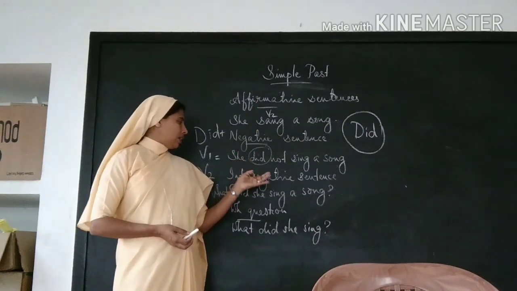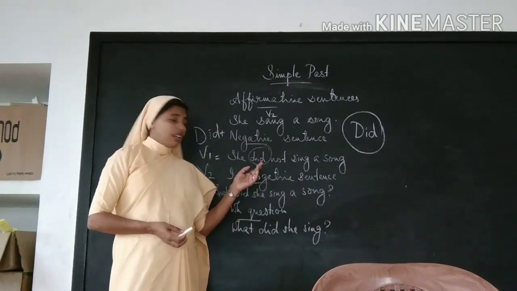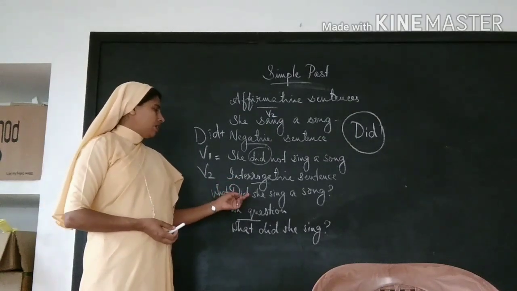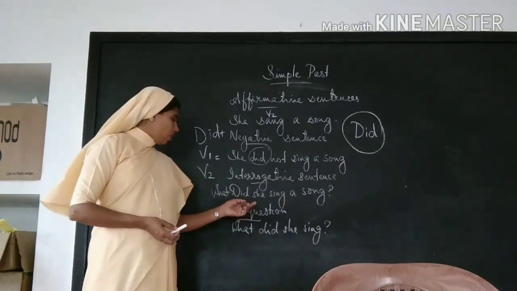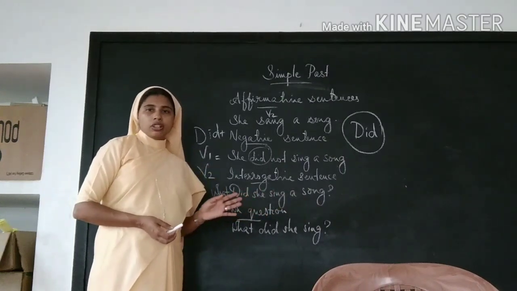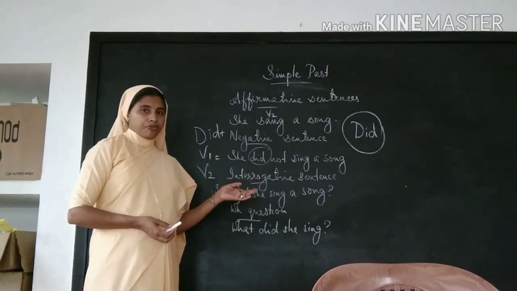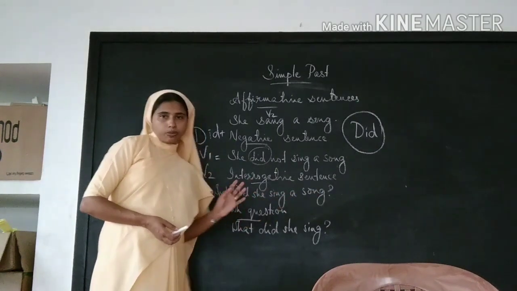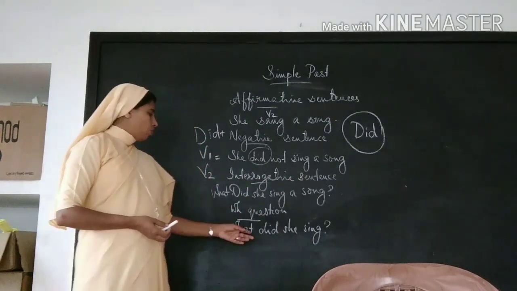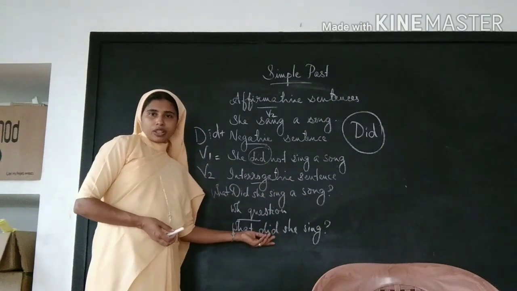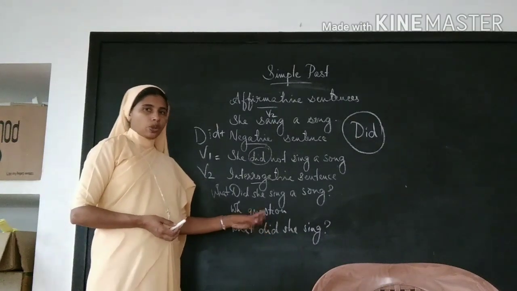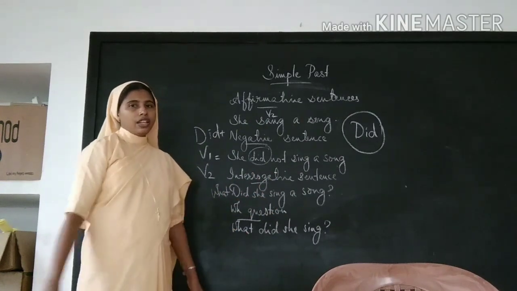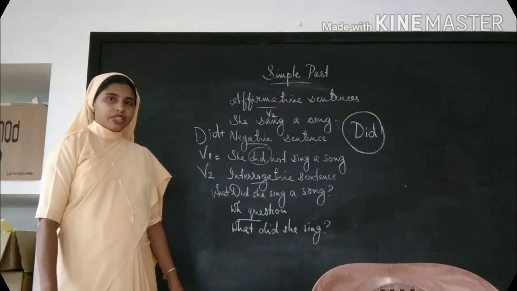Affirmative, negative, interrogative, and WH question. If it is a negative interrogative, how will you use it? Didn't she sing a song, or did she not sing a song? That will be the negative interrogative question. Both are right. Here, what didn't she sing? What did she not sing? Okay, so this is the way how to make sentences in simple past tense. Clear?